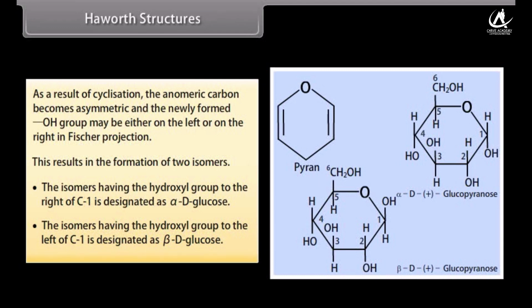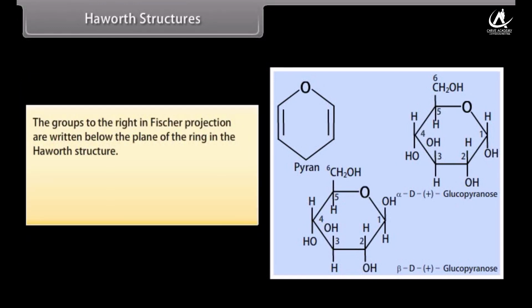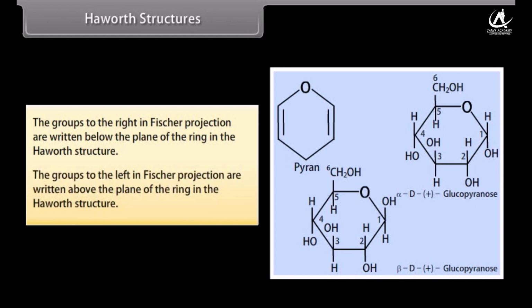The lower thickened edge of the ring in the Haworth structure is nearest to the observer. The groups to the right in Fischer projection are written below the plane of the ring in the Haworth structure. The groups to the left in Fischer projection are written above the plane of the ring in the Haworth structure.